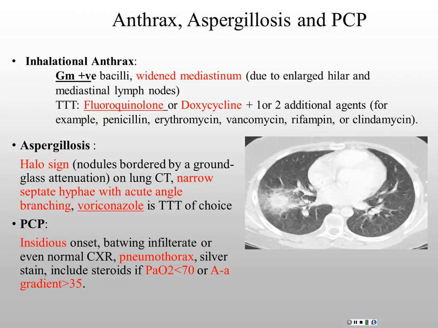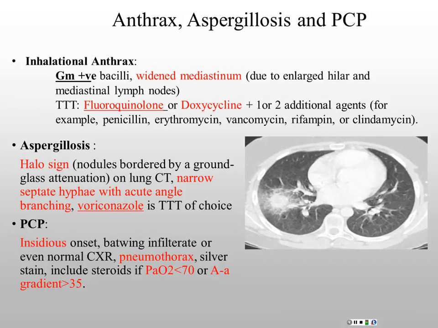This will put you at a higher risk. There is an angio-invasive characteristic of this infection, so that's why you may have what's called the halo sign. The halo sign: you will have solid consolidation in the middle, and around it you will have a ground glass area, and hence the name, the halo sign. Treatment is voriconazole. You have to remember septate hyphae and acute angle branching.